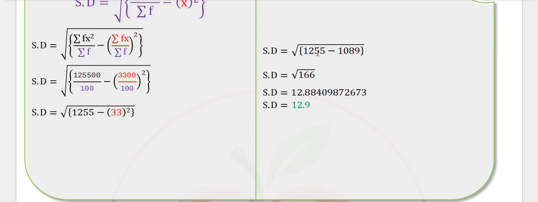So subtract 1,255 and 1,089. Once you subtract that, it should give you 166. So what is the square root of 166? If you punch it on your calculator, it should give you 12.8 something. So the response that you get is 12.9 once you round off to one decimal place.